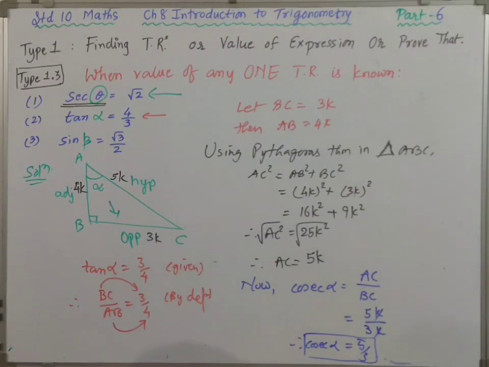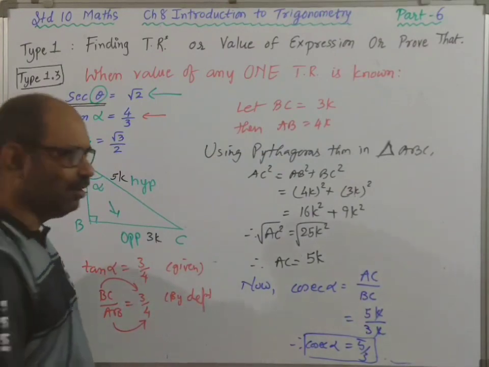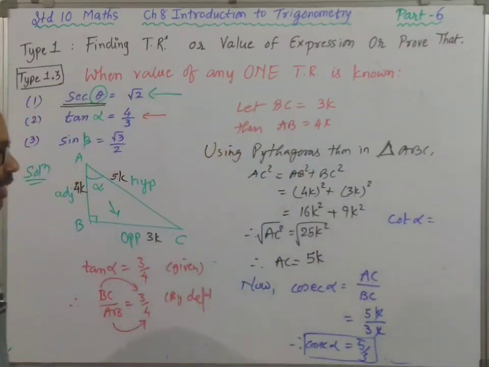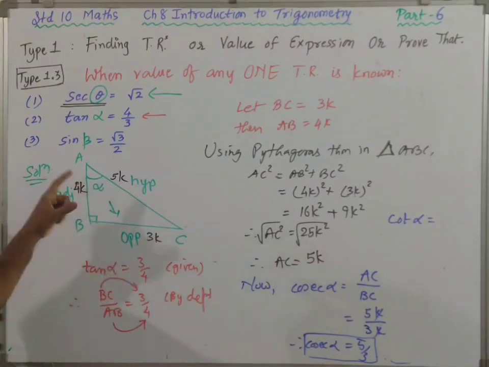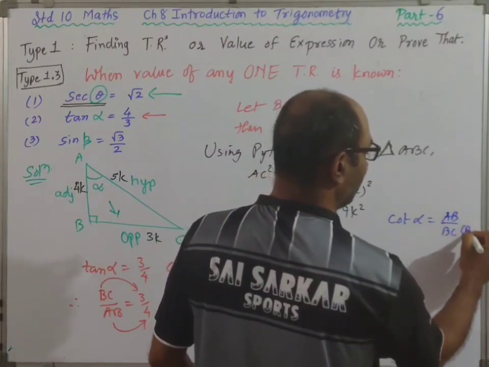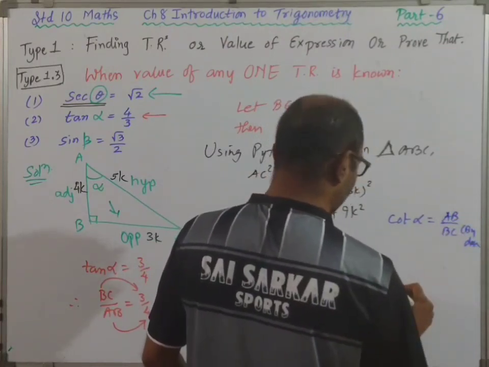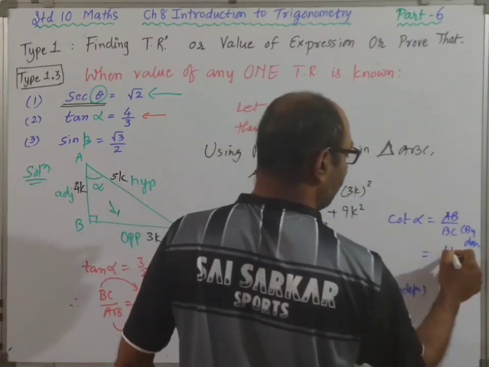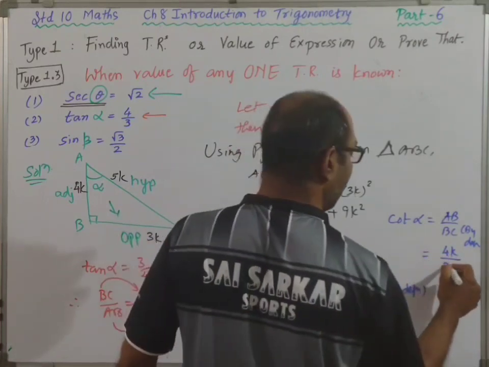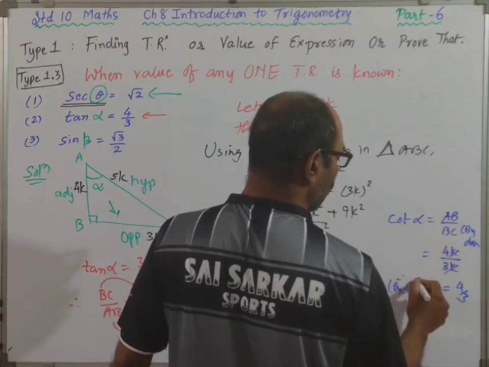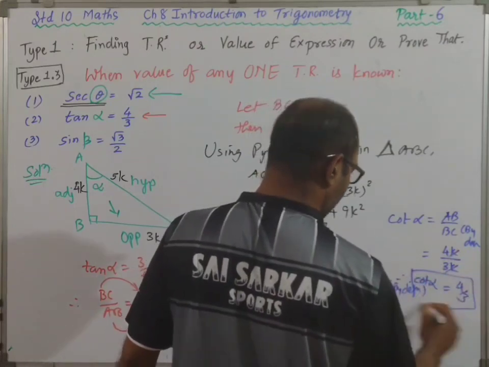Okay, children? Understood? Then what do you want? Alright. Cot alpha. Cot alpha with respect to angle alpha is adjacent upon opposite. So AB upon BC. By definition, you may write that. Now AB is 4K. BC is 3K. K upon K is 1. That cancels, you can say. So therefore, cot alpha is this.